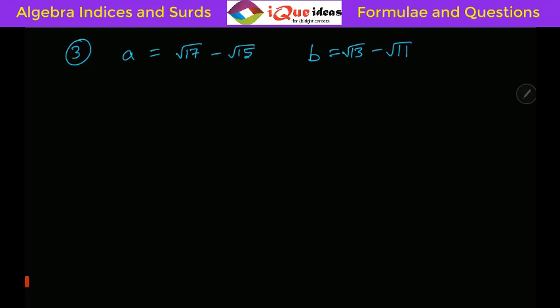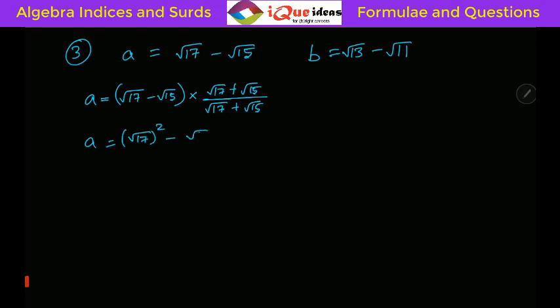So this A, which is equal to root 17 minus root 15, just multiply by the conjugate of that number, that is root 17 plus root 15, and divide by root 17 plus root 15, right? So this A becomes, in the numerator, root 17 minus root 15 into root 17 plus root 15. That will be x minus y into x plus y, which is x square minus y square. So it is root 17 square minus root 15 square, divided by root 17 plus root 15.